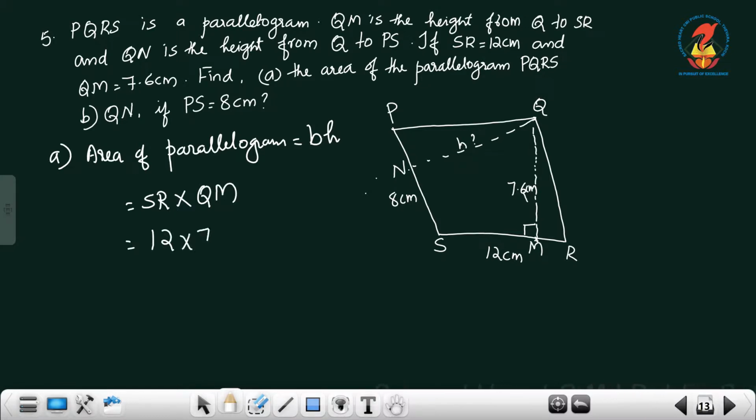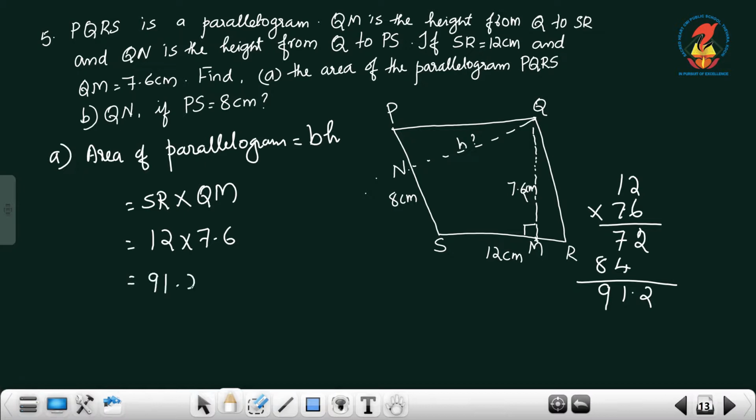12 into 7.6. What is 12 into 7.6? 12 into 76. 12 sevens are 84, 12 sixes are 72, so 912. Here 12 into 7.6, that is 91.2 centimeter square. 91.2 centimeter square.